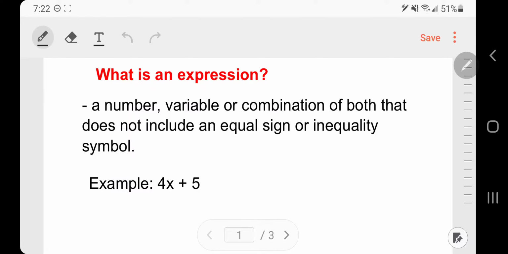Hey everyone. In this video, we're going to take a look at how to evaluate expressions when given values for their variables. Okay, so first off, just a quick definition of an expression. It's a number, a variable, or a combination of both that does not include an equal sign or an inequality. Okay, so you see here's an example, 4x plus 5.